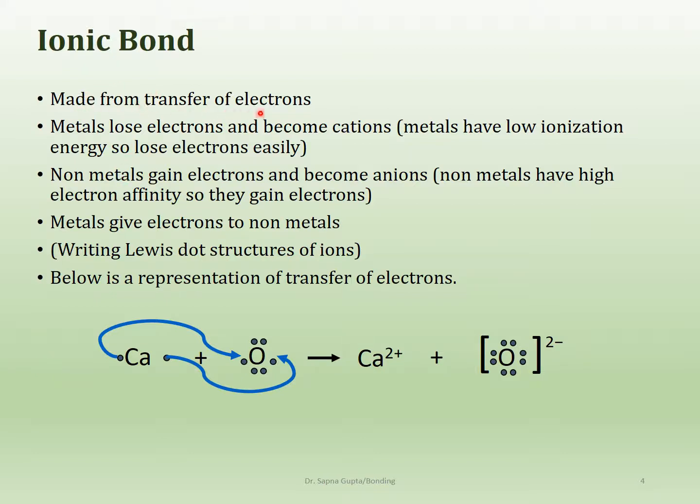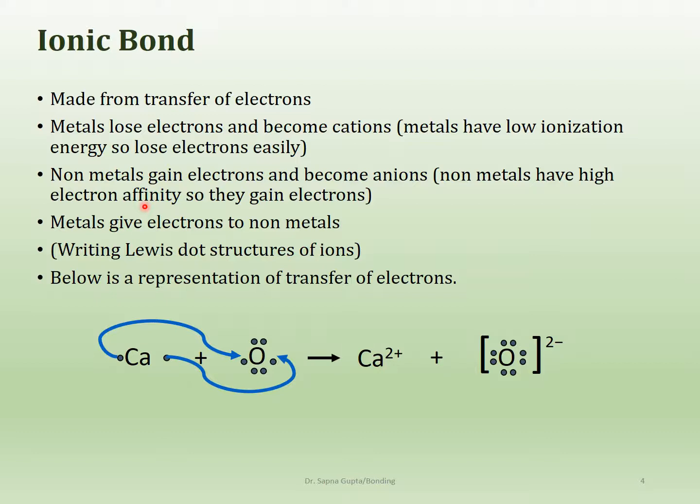Ionic bonding is made from transfer of electrons, as we just said. Metals lose electrons and become cations. Metals, remember, have low ionization energy, so they lose electrons quite easily. Non-metals, on the other hand, will gain electrons and become anions. And non-metals have high electron affinity, which means that they give a large amount of energy out, which leads to more stability, so they gain electrons.